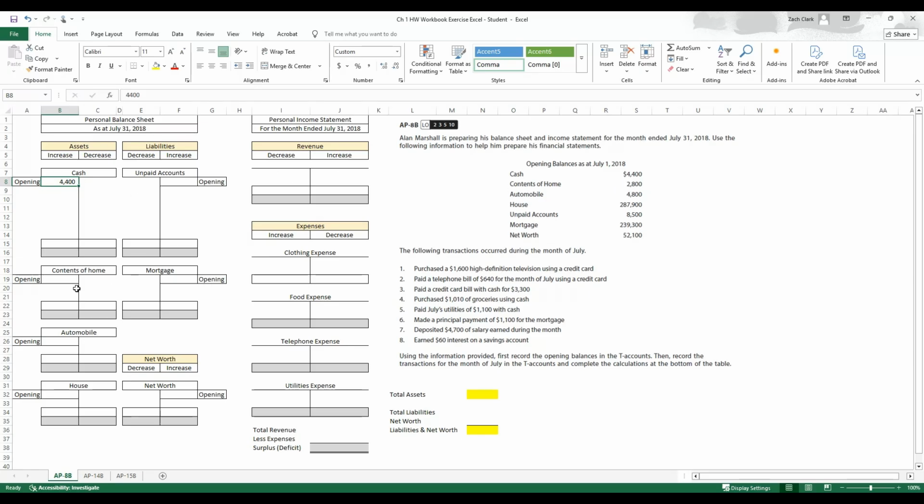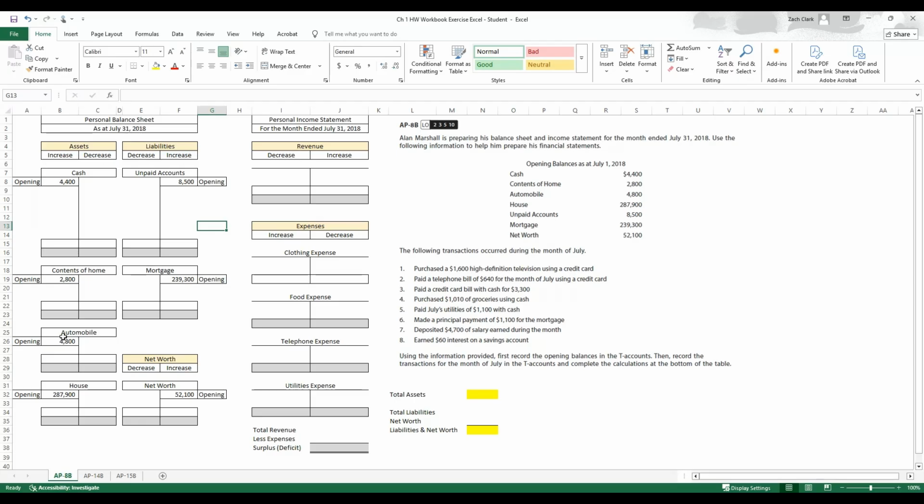So 4,400 of cash. We're going to come down here to contents of home, 2,800. Automobile, 4,800. House, 287,900. Okay. And then on our liabilities, we've got unpaid accounts, 8,500. We've got a mortgage of 239,300. And finally, our net worth is 52,100. Okay. So now we've got all of our opening balances input into the opening balance places.